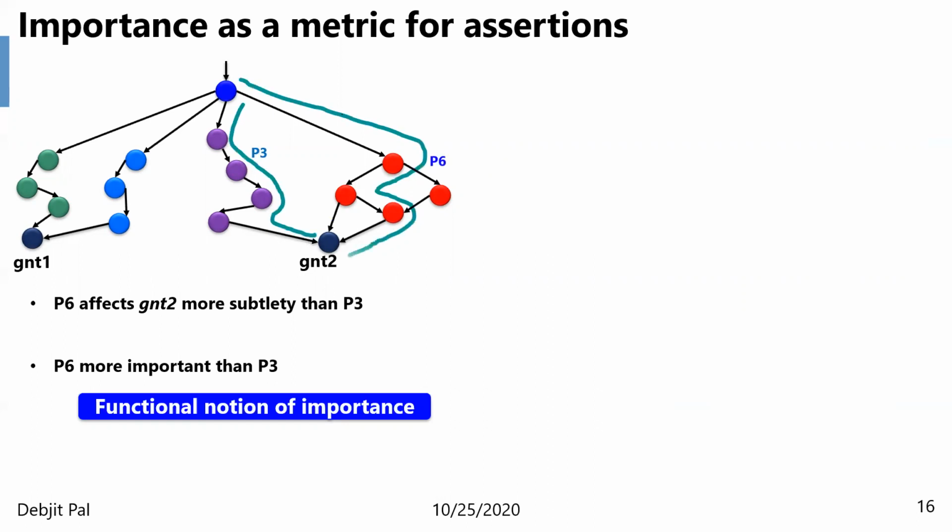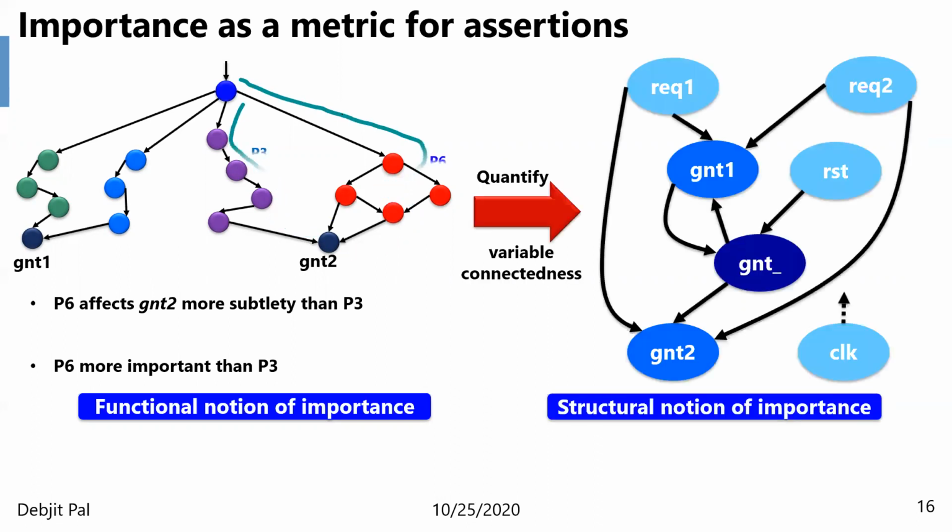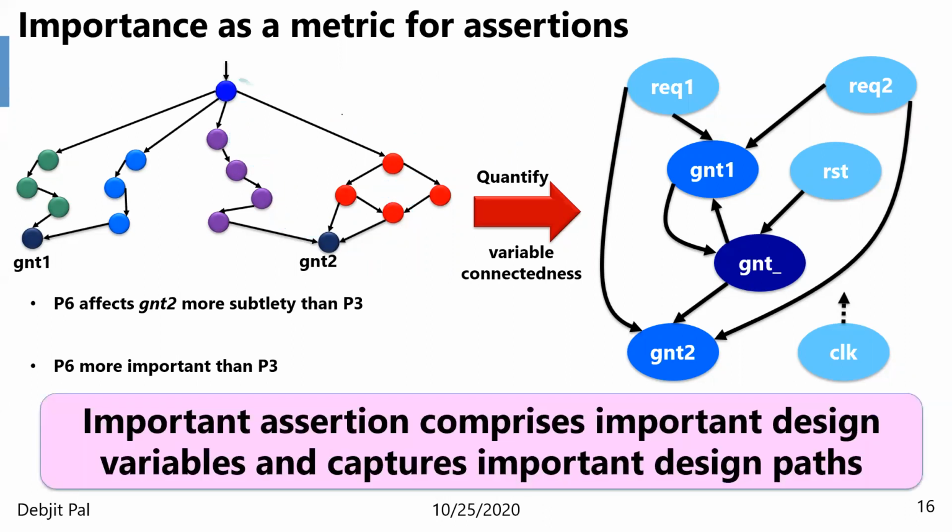One way to quantify and compute this functional notion of importance in terms of design structure is to find variables that are highly connected to other important variables. An important assertion for a target variable would then be one that comprises many important design variables and captures design paths that are most important to that target or output. In this example, both P6 and P3 affect GNT2 starting from the origin blue node, but P6 affects it more slowly, more subtly. Hence, P6 is a more important assertion than P3.